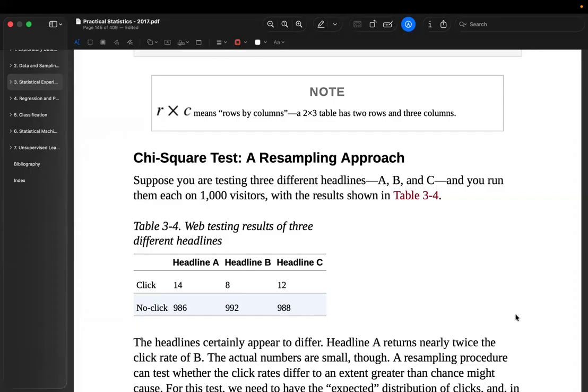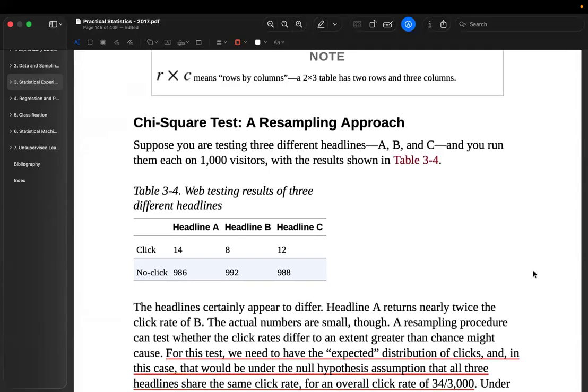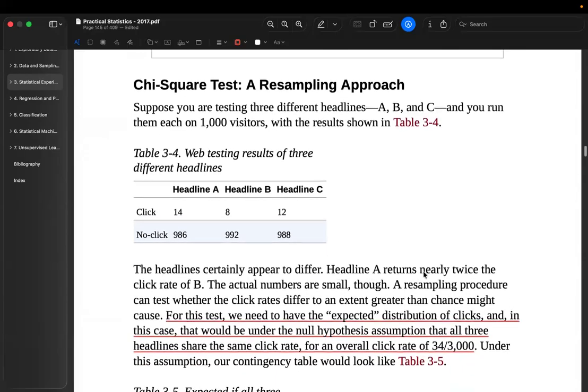When you look at the headline data, certainly they appear to differ: 14, 8, 20, 12. Headline A is quite different from these two, and it looks like headline A returns nearly twice the rate of B. Well, the actual numbers are small though.